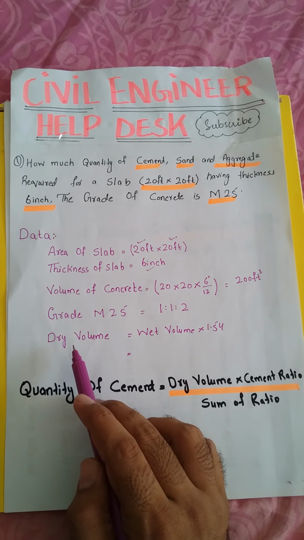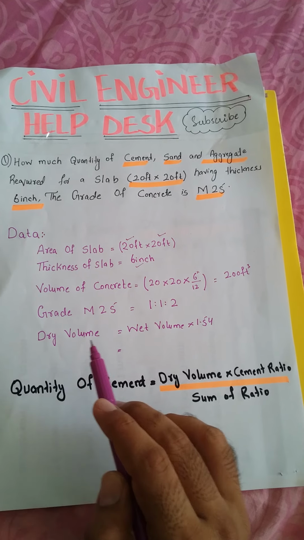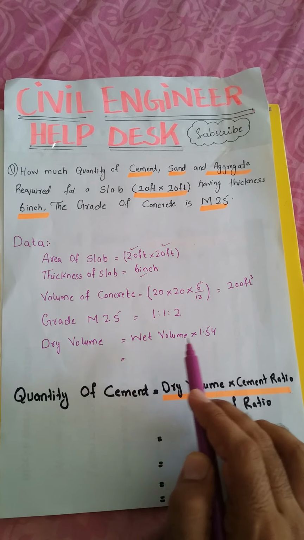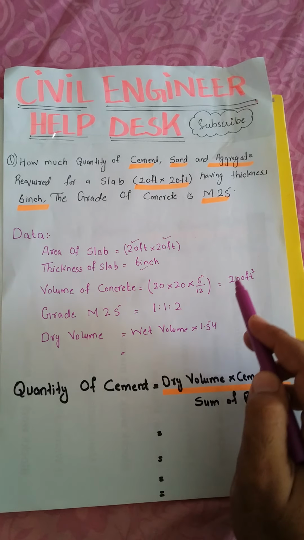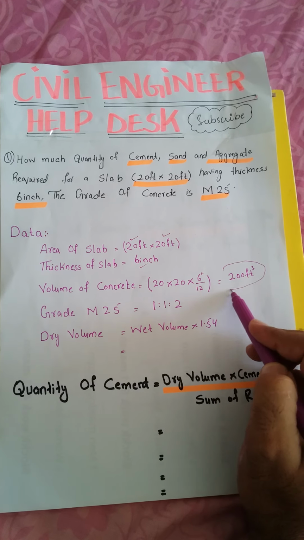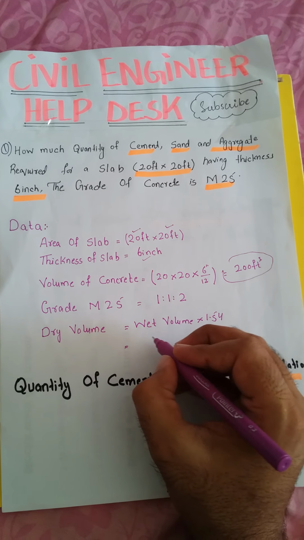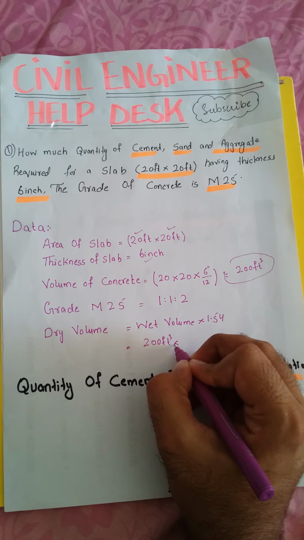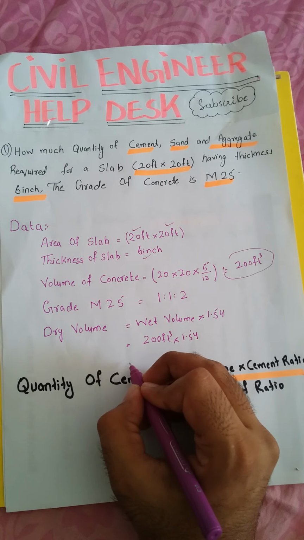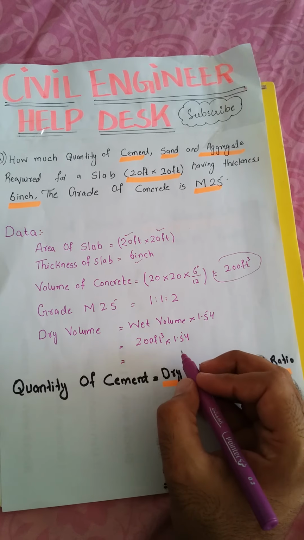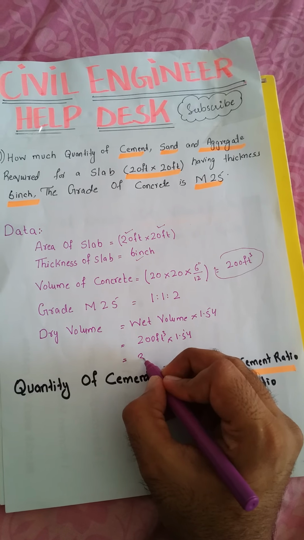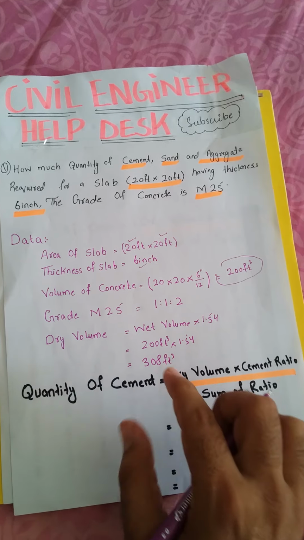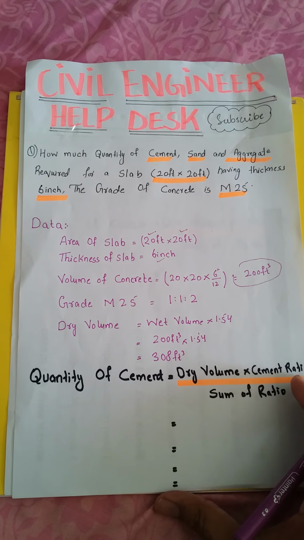Now come to the dry volume. Viewers, dry volume is equal to wet volume multiplied by 1.54. And what is wet volume? The volume of concrete is actually its wet volume. So we put the value 200 cubic feet multiplied by factor 1.54. Multiplying both we get 308 cubic feet. This is the dry volume which will be used in the next calculation.